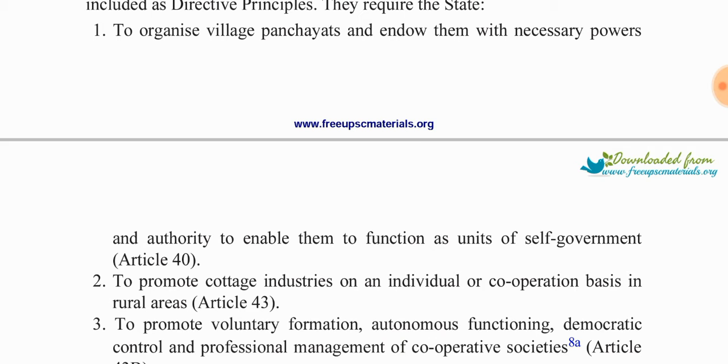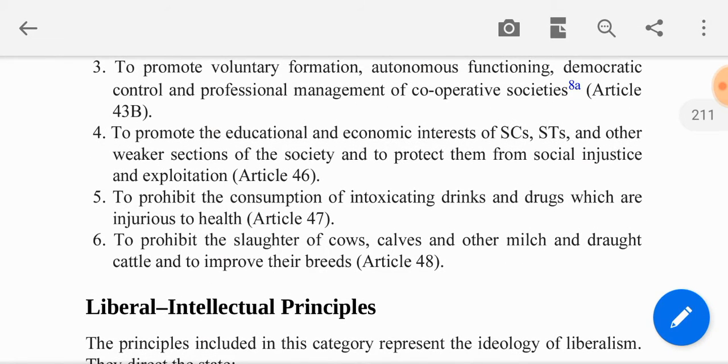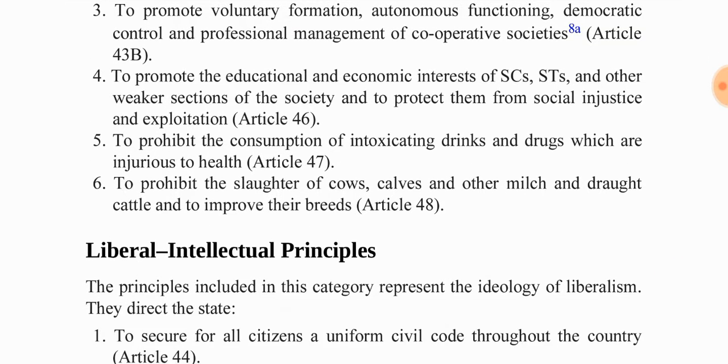Then there are two more important principles in this, that is to prohibit the consumption of intoxicating drinks and drugs which are injurious to health, as in Article 47, and to prohibit the slaughter of cows, calves and other milch and draught cattle to improve their breeds, as in Article 48.